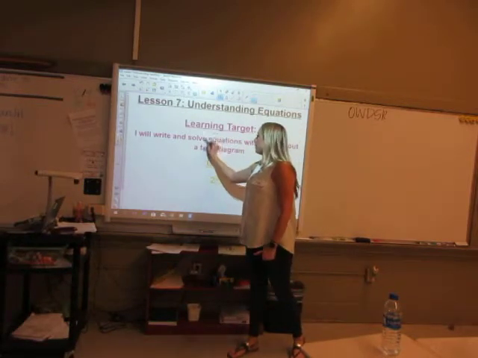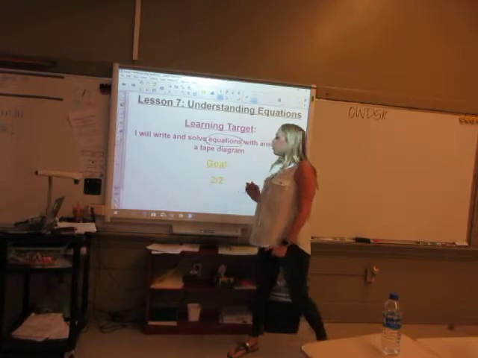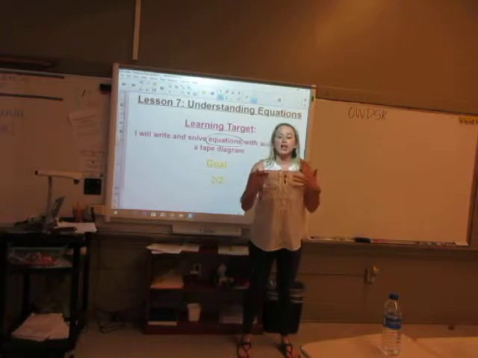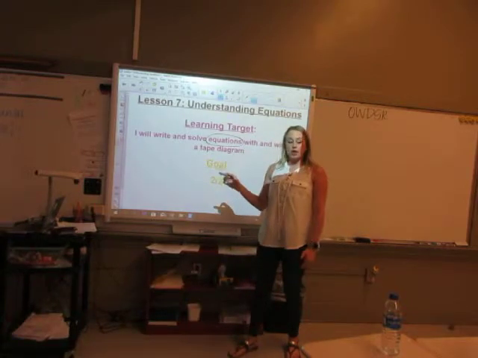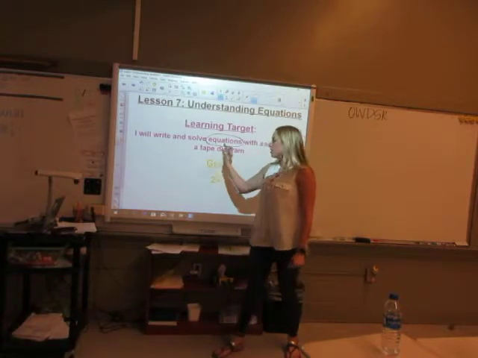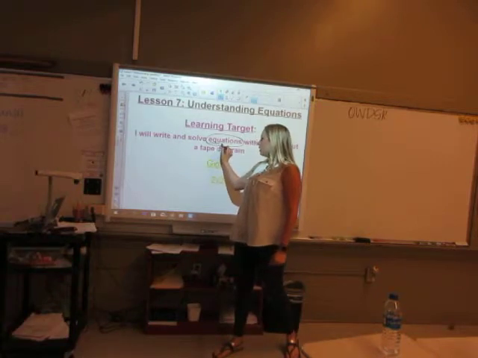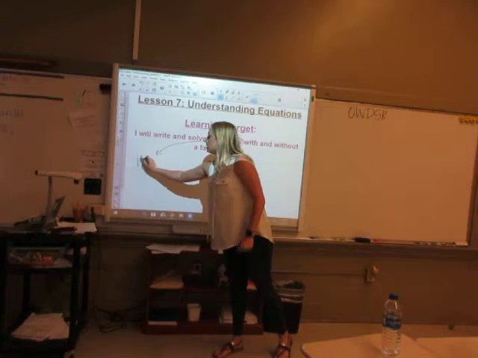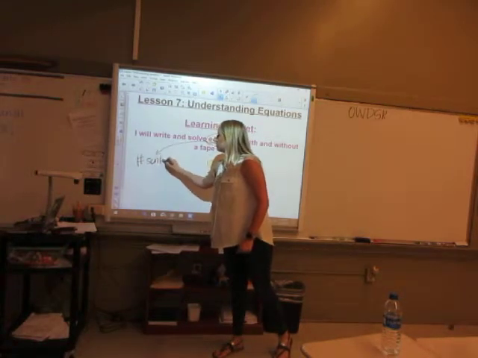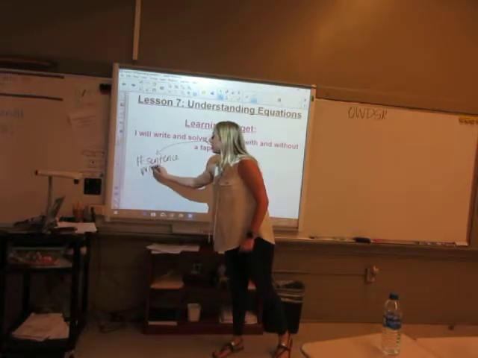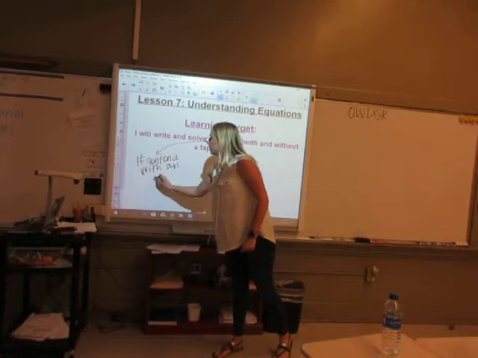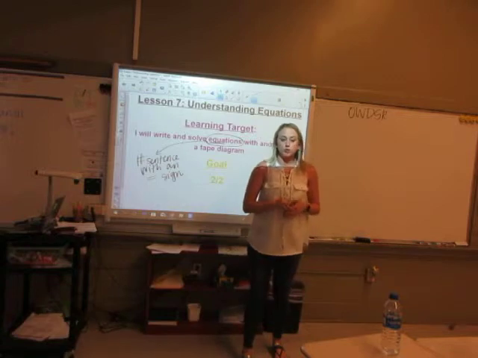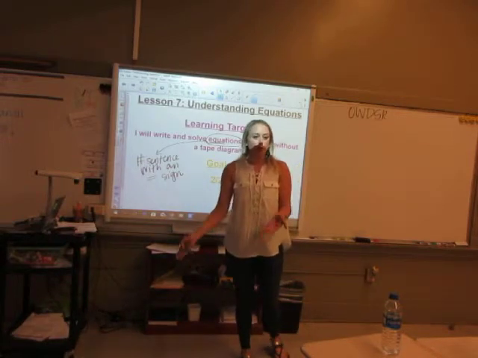Okay, academic vocabulary. Equations. What is an equation? An equation is a number sentence with an equal sign. You see that part? Equa, just like equal. It is a number sentence with an equal sign. Okay? Which means there is a total. There's an equal sign, so we know there's a total. It equals something.